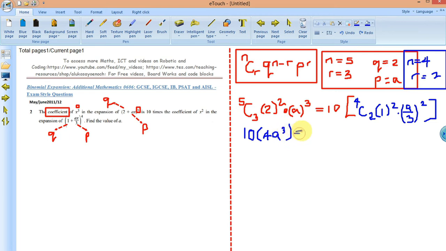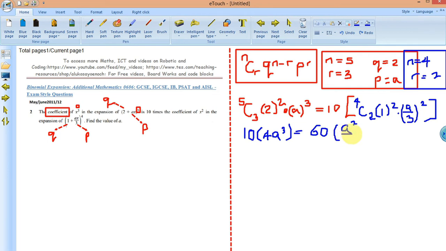Equals to, I'll just go ahead with 4 combination 2. 4 combination 2 is 6, so 6 times 10 is 60. So 60 times 1, this one still remains. Then I can open the bracket for this one now. This is a squared over 9.